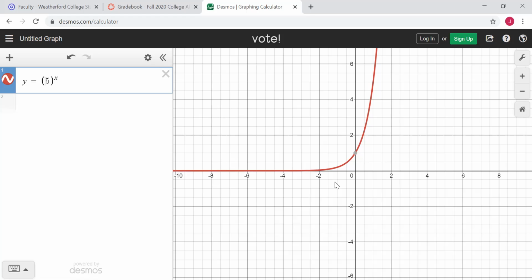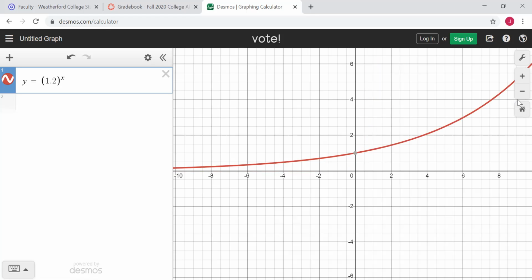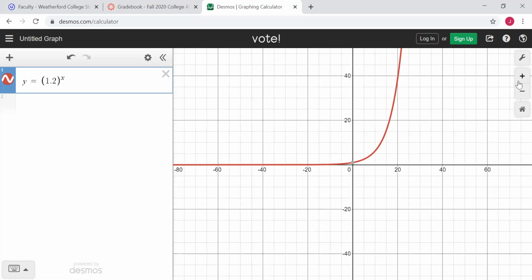You're back to that similar situation. 2 to the x, 1.2 to the x, you can do all kinds of things. That flattens it out, but it still has all the same properties of an exponential.